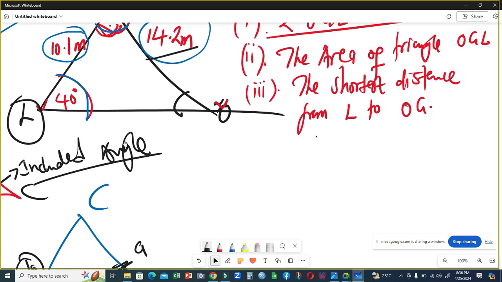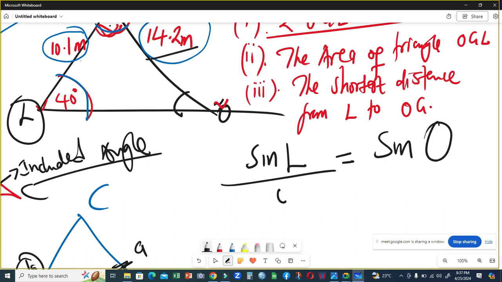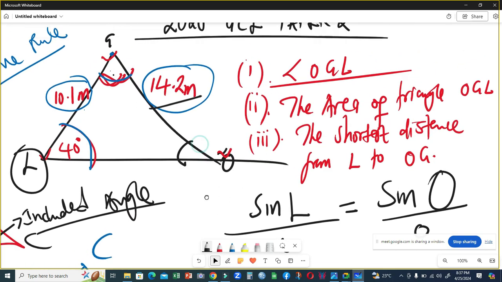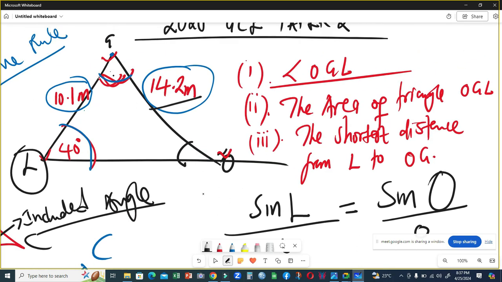So meaning that we write the formula sine L, capital L, over small letter l, is equal to sine O over small letter o. Remember, we are looking for G. Okay? This question was a little bit tricky. I don't know whether you have noticed it. It was a little bit tricky because there's no direct way of finding G.